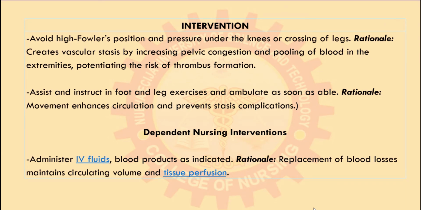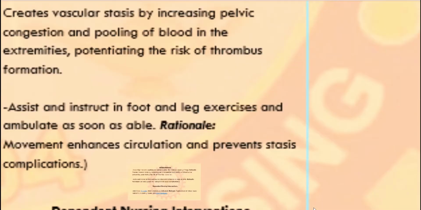Avoid high Fowler's position and pressure under the knees or crossing of legs. It creates vascular stasis by increasing pelvic congestion and pooling of blood in the extremities, potentiating the risk of thrombus formation. Assist and instruct in foot and leg exercises and ambulate as soon as able. Movement enhances circulation and prevents complications. For the dependent nursing intervention, administer IV fluids and blood products as indicated. This replaces blood losses, and maintains circulating volume and tissue perfusion.